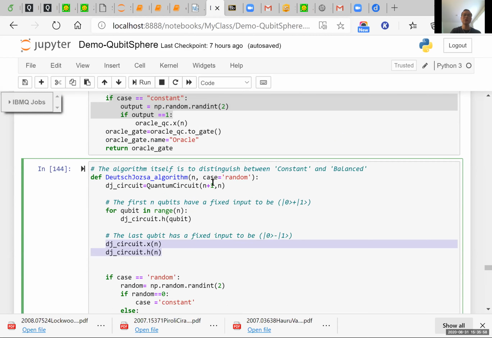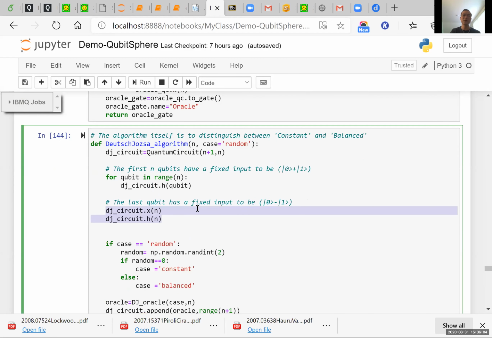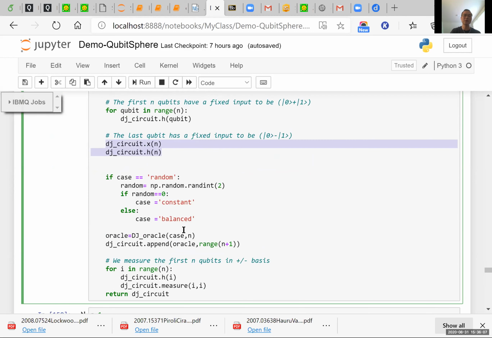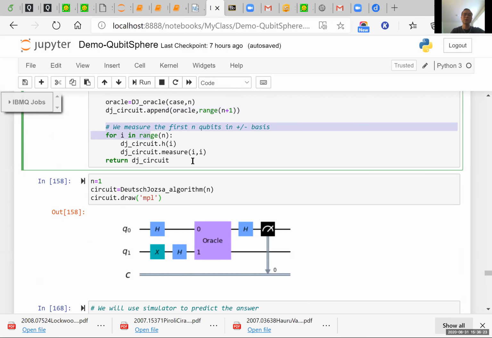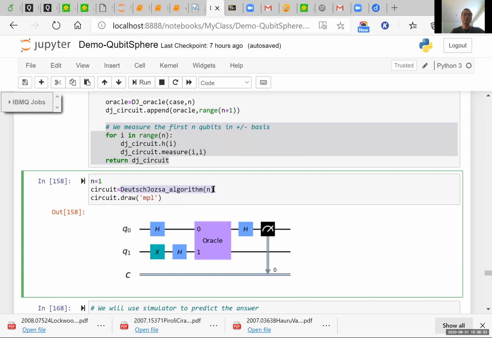The argument allows you to test whether it's randomly giving me constant or balanced, or just allows me to assign balanced or constant. Depending on whether it's balanced, I use the corresponding oracle, then I perform those actions, and then we perform the measurement, the readout. So basically at the end, this is what the circuit is. I just say I have a quantum circuit implementing the Deutsch-Josza algorithm with n equal to 1 qubit. This is the circuit.